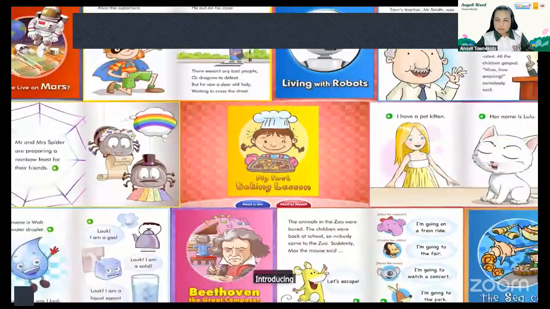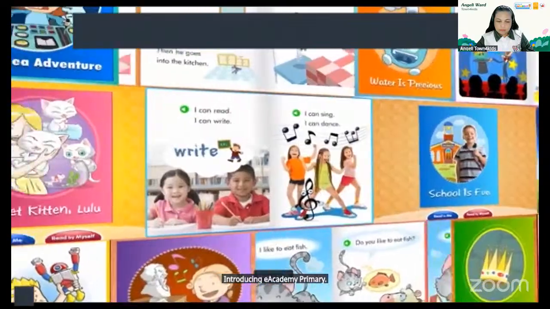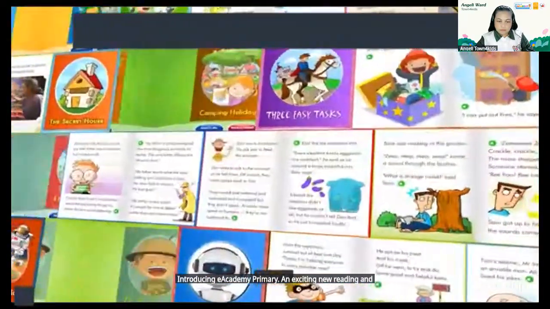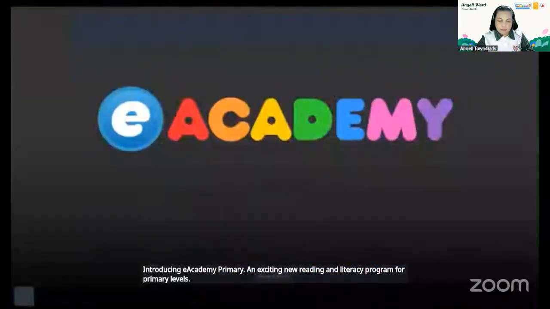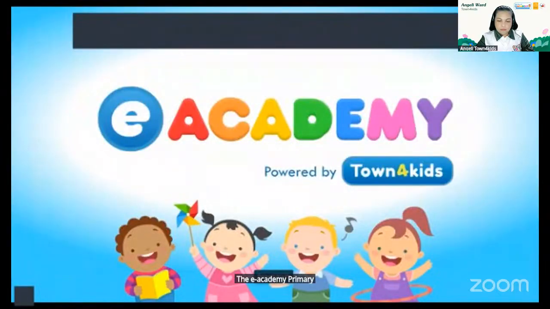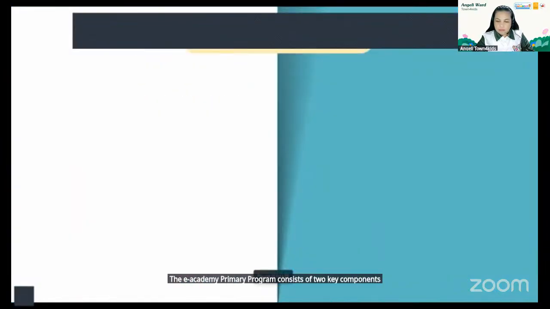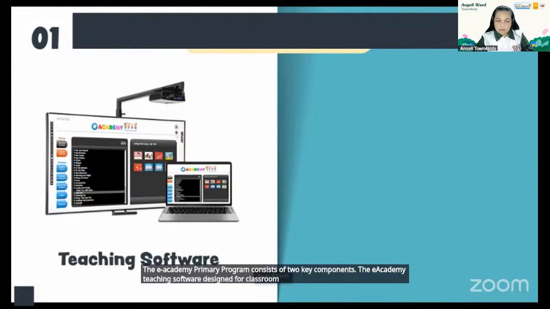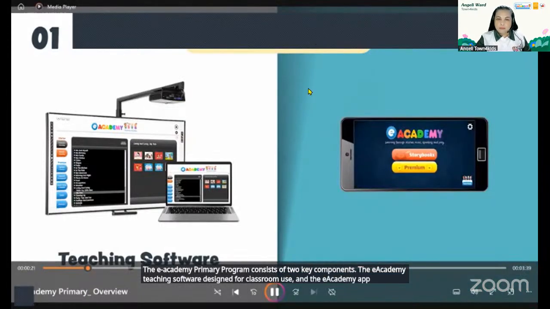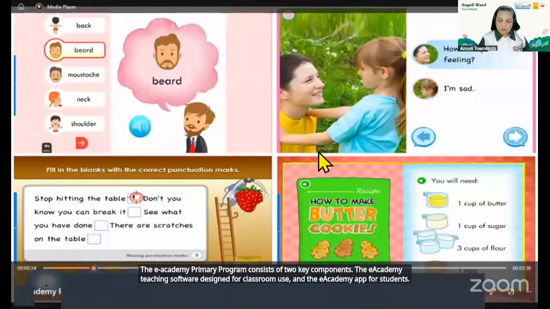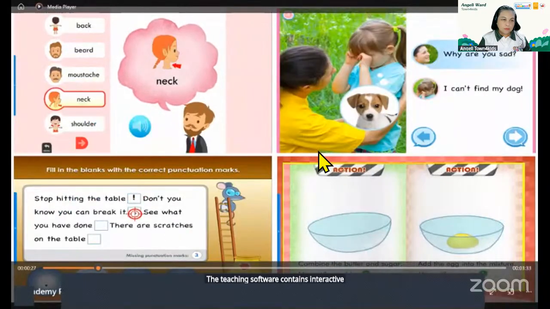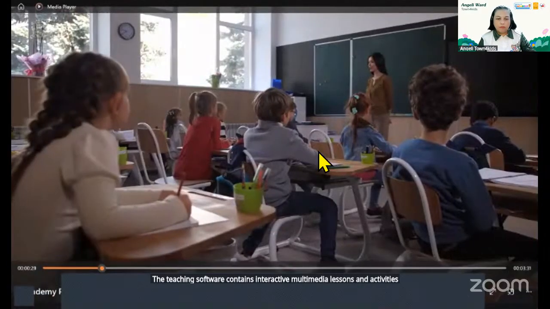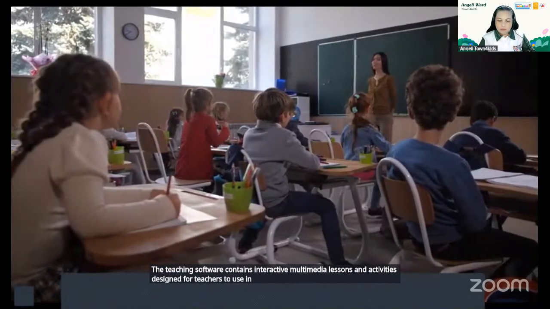Introducing eAcademy Primary, an exciting new reading and literacy program for primary levels. The eAcademy Primary program consists of two key components: the eAcademy teaching software designed for classroom use, and the eAcademy app for students. The teaching software contains interactive multimedia lessons and activities designed for teachers to use in classrooms.